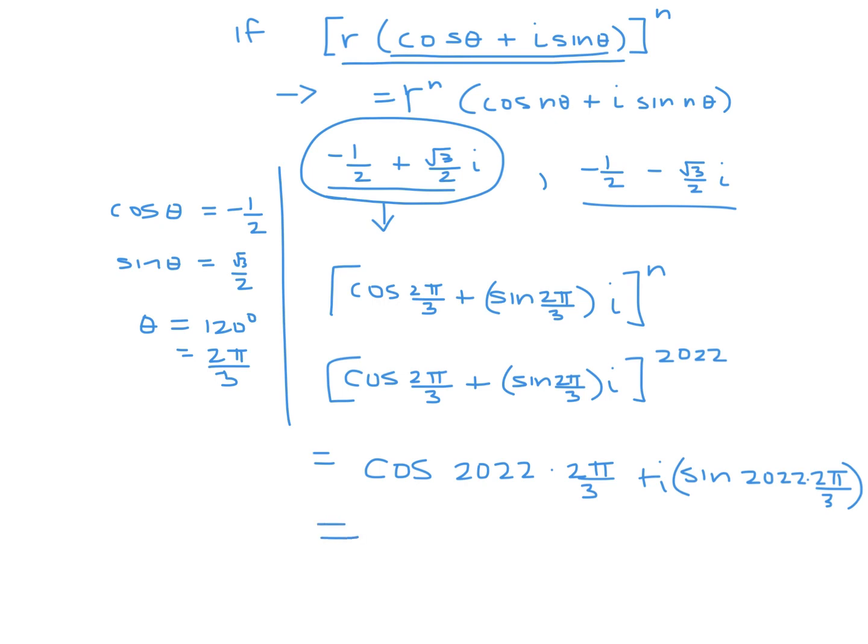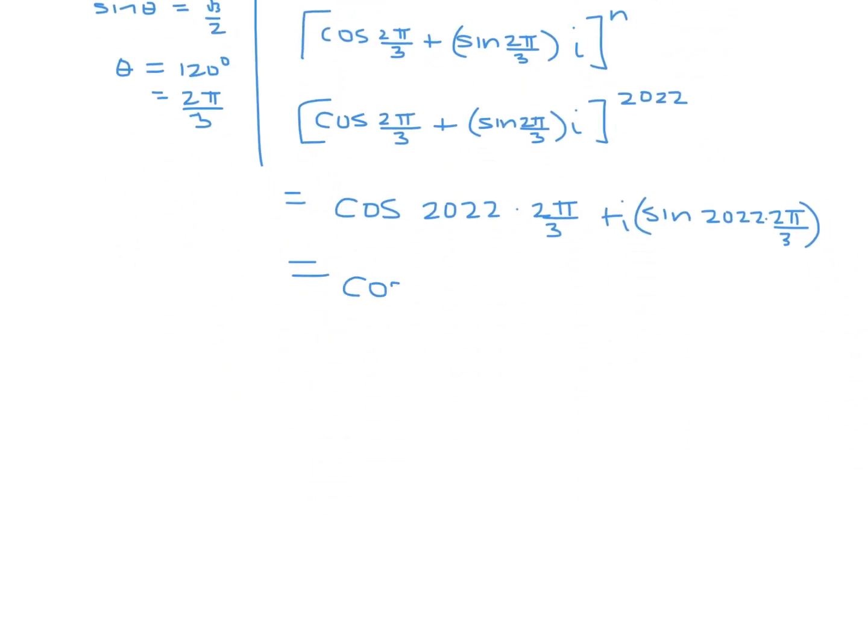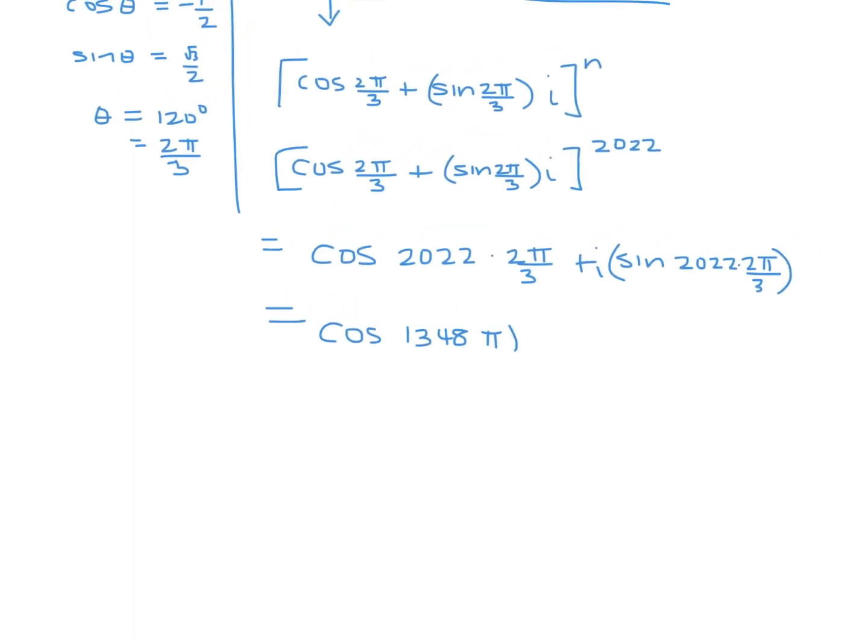Okay, well, that shouldn't be too hard to figure out. What is this actually? I think it's 1348 pi. Yeah, 1348 pi. And the other one is also 1348 pi.